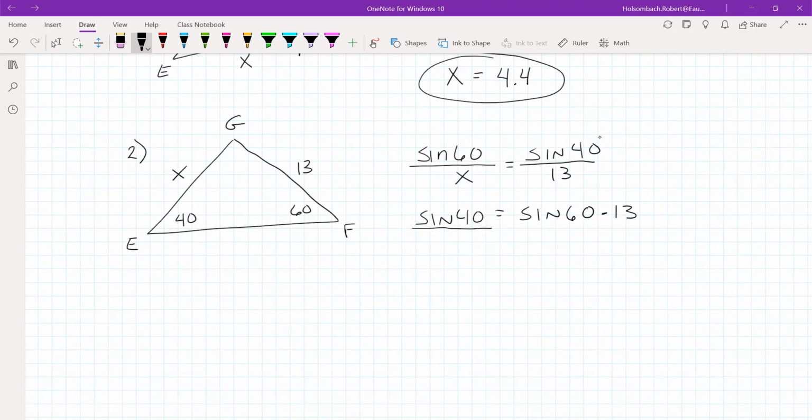And then divide by, oops, I left the X off. Divide by sine 40. These cancel. The X drops down. So 60 sine times 13 equals, and then divided by 40 sine, 17.5.